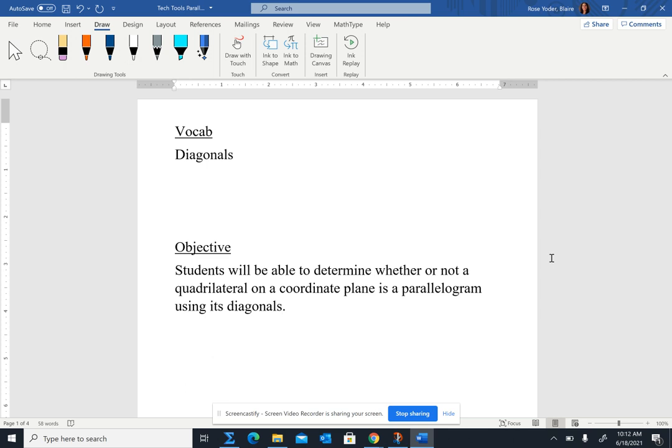Do you remember what diagonals are? If you have a quadrilateral, a diagonal is a segment that connects one endpoint, one vertex, to its opposite vertex. And if you remember what we learned about diagonals of a parallelogram, we actually proved that they bisect each other. So, how can we put that to work on a coordinate plane?